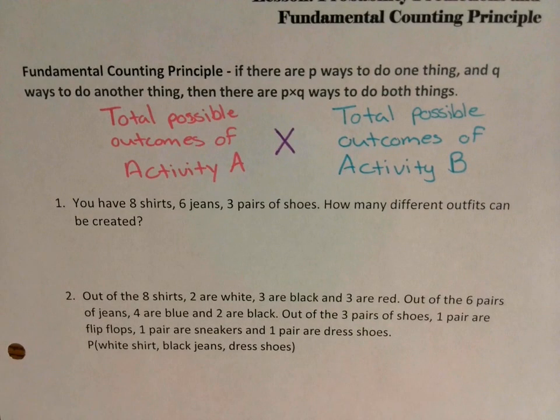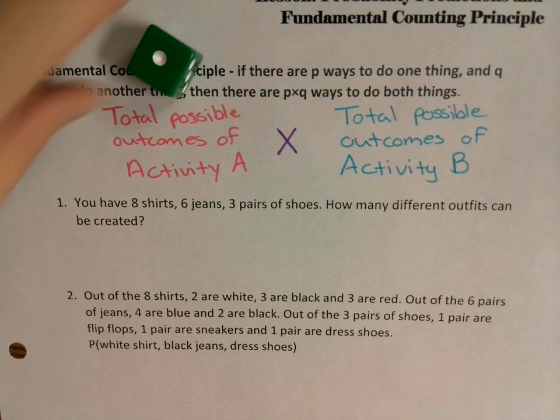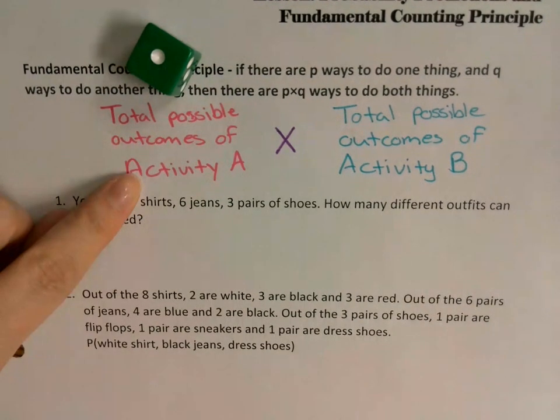We came up with 36 total outcomes. That should make sense now because how many outcomes are on one die? 6 outcomes. So there's 6 outcomes for activity A. How many outcomes on the second die? 6. 6 outcomes for activity B. And what is 6 times 6?